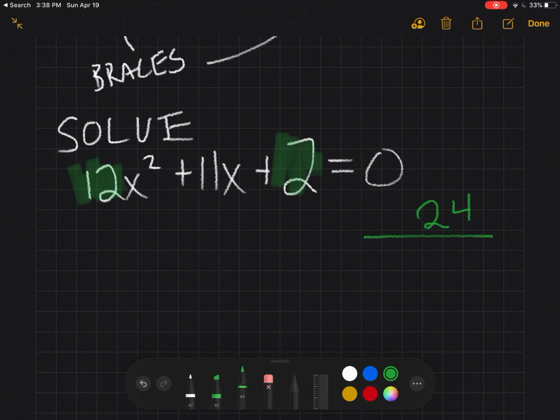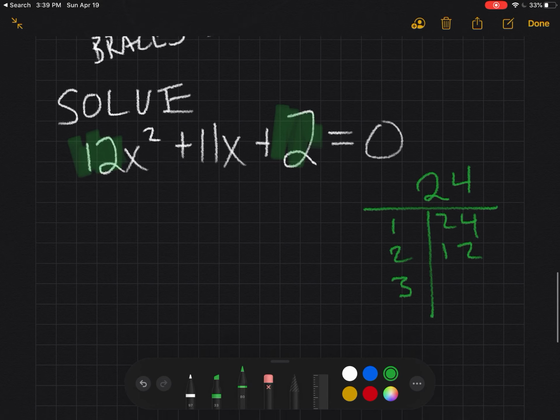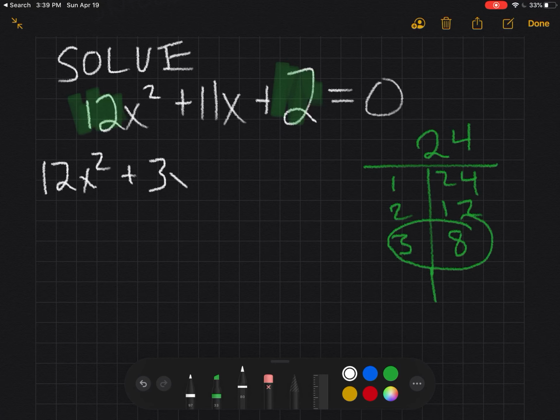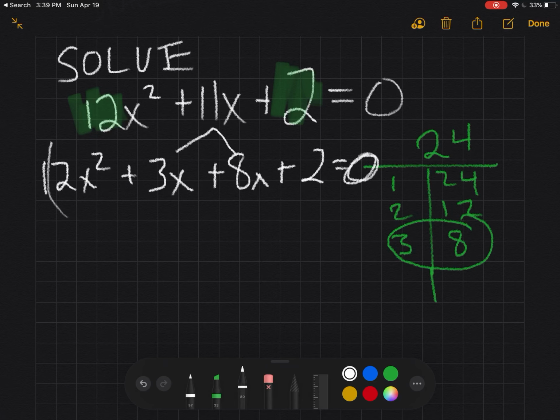So I'm going to factor this by grouping. You know what, I'm actually going to use the AC method. I kind of hate grouping. So I'm going to take my A and my C and multiply them together. And it's going to give me 24. I'm going to list factors of 24. 1 and 24. 2 and 12. 3 and 8. And then I noticed that 8 and 3 make 11. So I'm going to break it up like this.